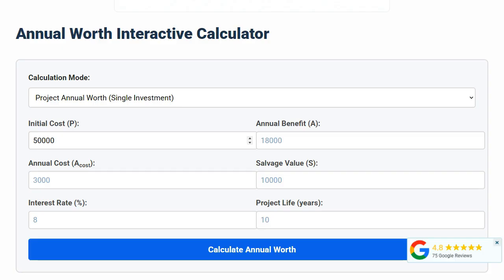The calculator will display your equivalent annual worth, showing whether your project generates a positive or negative annual equivalent value. A positive annual worth indicates a profitable investment that exceeds your required rate of return.